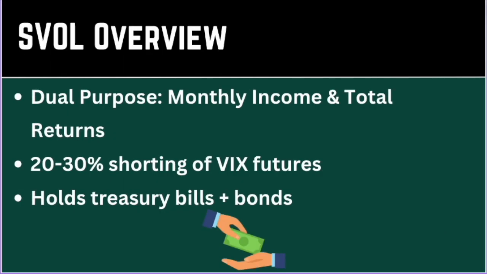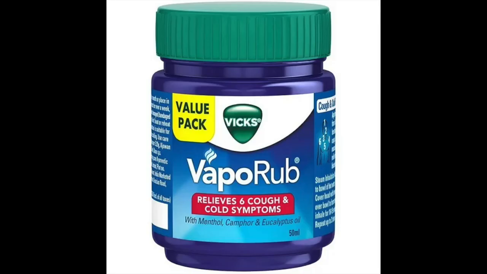So this ETF serves a dual purpose. It's to provide monthly income and also get a chance at some capital gains. So they're going to do this by doing 20 to 30% shorting of the VIX futures. So we'll get into what the VIX is here in a little bit. And they also are holding on to treasury bills and short-term bonds. This is for collateral purposes and also to get some income. Remember, treasury bills are one of the safest assets out there since it's backed by the US government. They're going to be doing tail risk hedges, so that's going to be call options on the VIX or VIX ETFs. All right, so what is this VIX that we keep talking about?